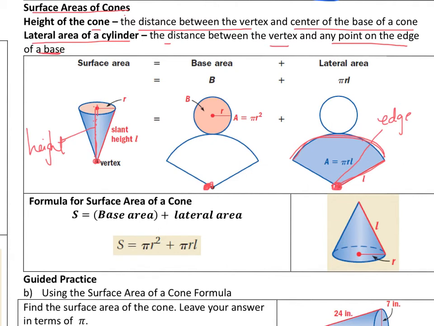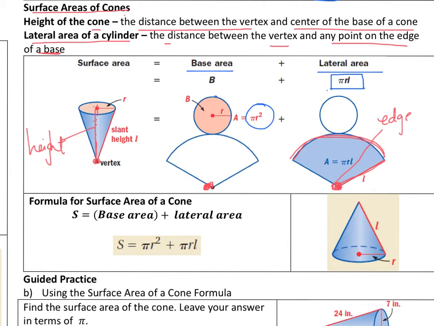Okay, and to calculate the surface area of a cone, you also take the base area and you add it to the lateral area of the cone. So again, the base area is just a circle, so you just use the formula for the area of a circle, pi r squared, and you add it to the lateral area, pi r l. To get an animated proof of this formula, please watch the video on my website.